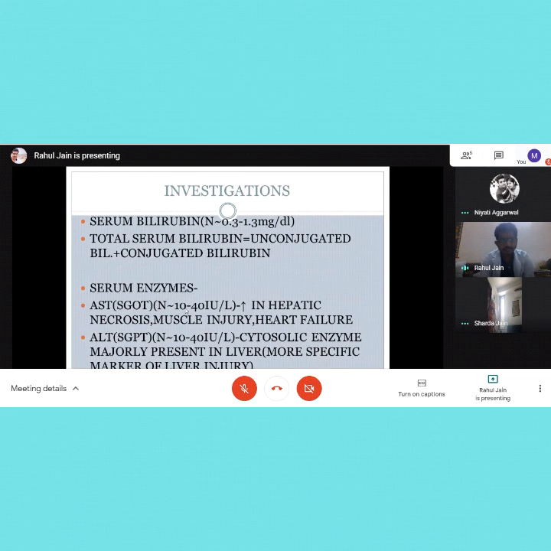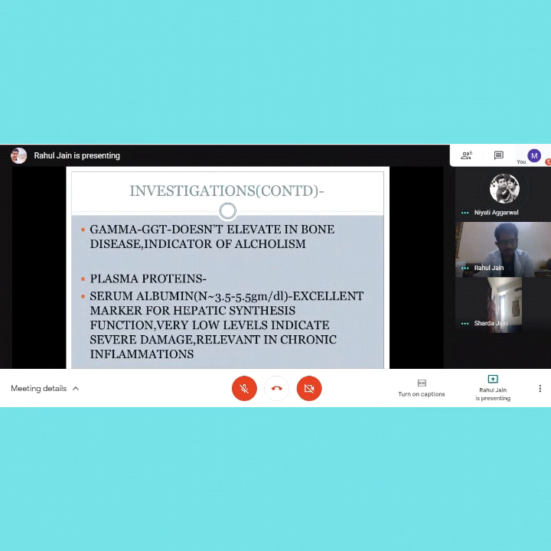One more thing: why are the serum enzymes rising? These enzymes are present inside the cells. So whenever there is cellular injury, these enzymes get released. That's why they are rising in the blood.